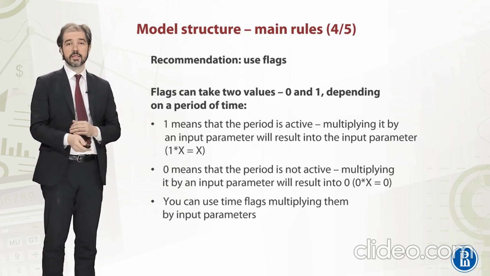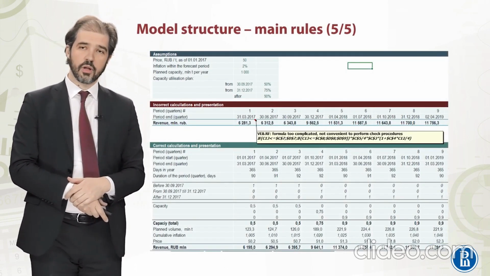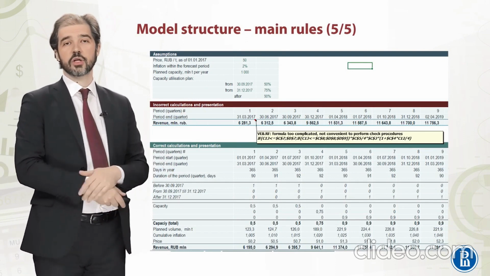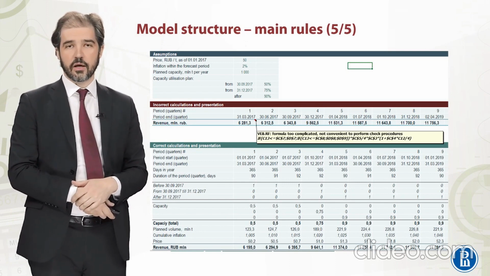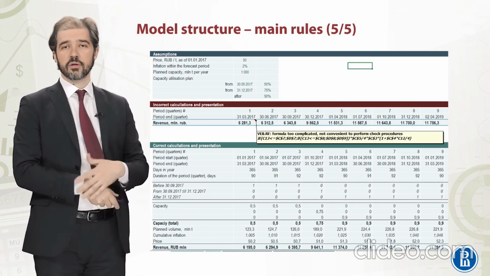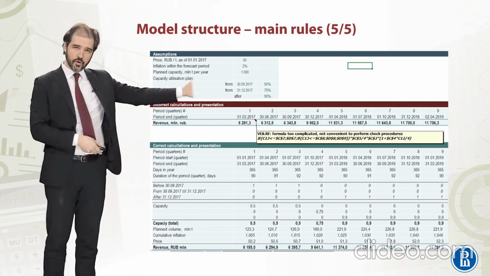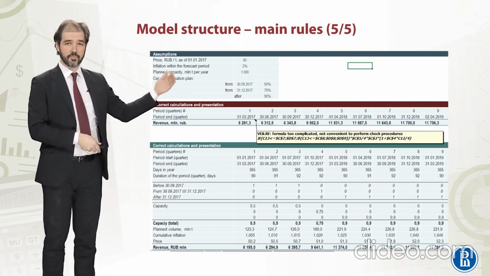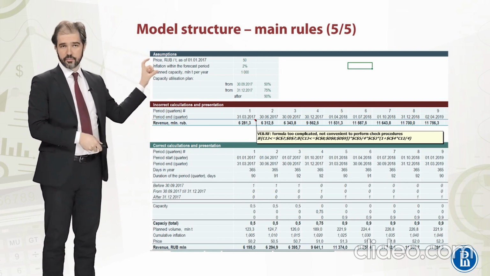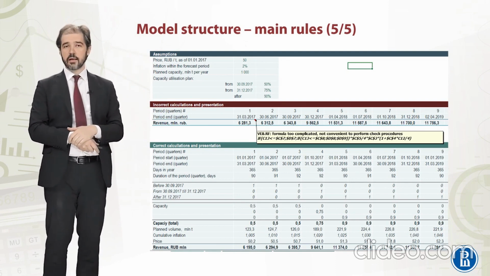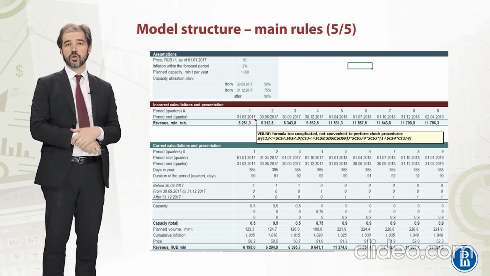And you can use time flags, multiplying them by input parameters or assumptions. And here we have an example of how to simplify a formula. We have some assumptions about price, inflation, period and total capacity, and different periods of forecast, and we have different capacities in different periods. And in the higher part of the slide we have the formula for calculation of revenue.